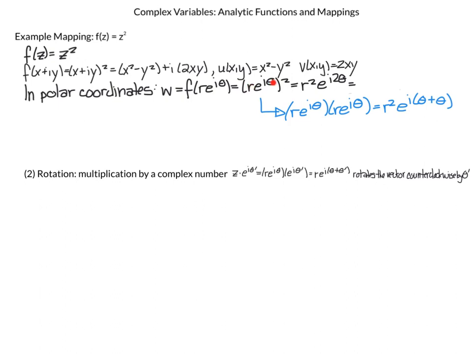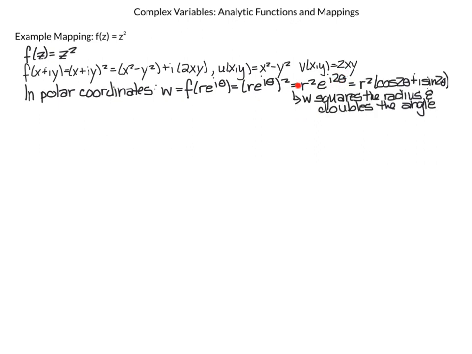So r e to the i theta squared is equal to r e to the i theta times r e to the i theta. And by our earlier discussion of different transformations, rotation was one of them. And we said multiplication by a complex number, z e to the i theta prime, rotates z counterclockwise by theta prime. And what we ended up doing is we added our thetas. So that's exactly what I did here. I have z, and I'm multiplying by r e to the i theta, so I have to add the thetas, so I get my 2 theta here.